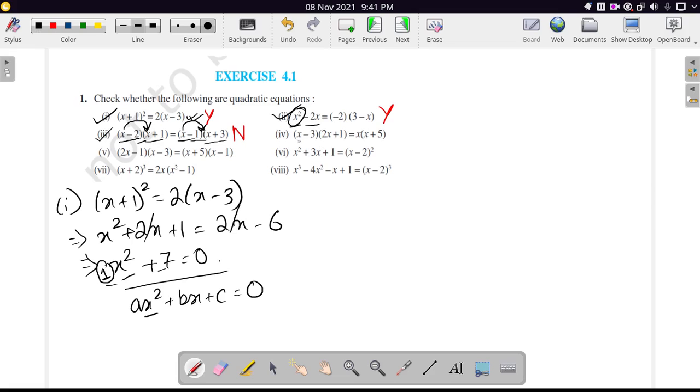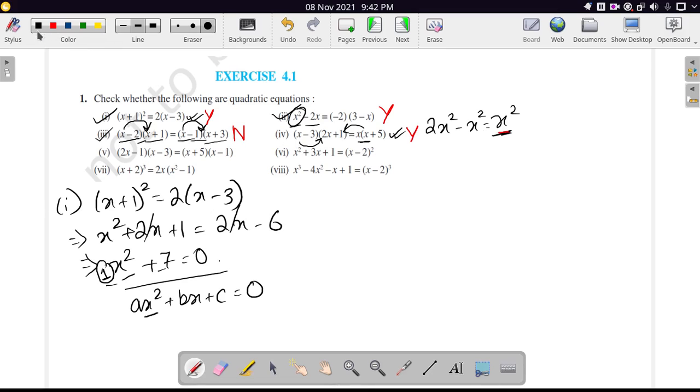Here if you multiply x with this, it's coming out to be 2x square. On the left hand side it is 2x square, and on the right hand side it is x square. So when this comes to this side, it will be 2x square minus x square, which will turn out to be x square. So one x square term will remain in this equation, right? So question number 4 is also a quadratic equation because the x square term is there. So we will write yes over here.